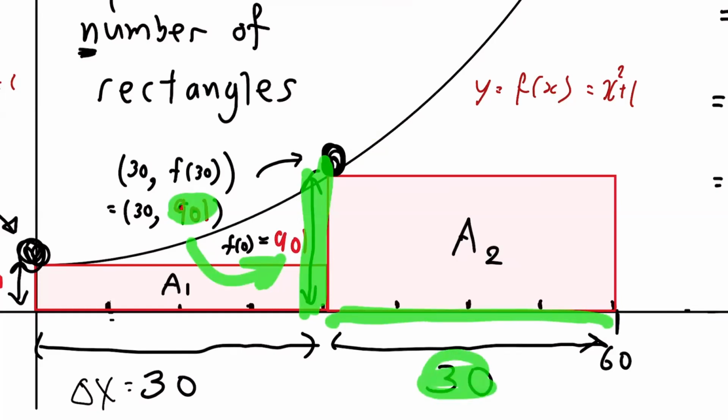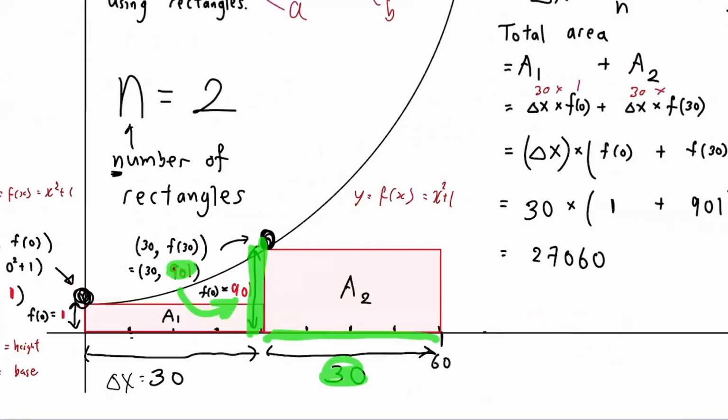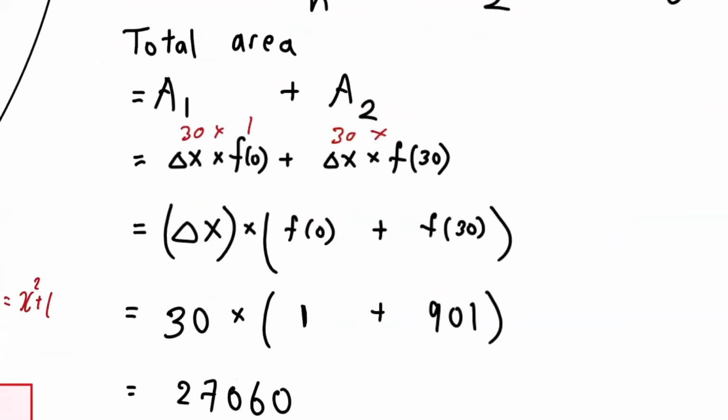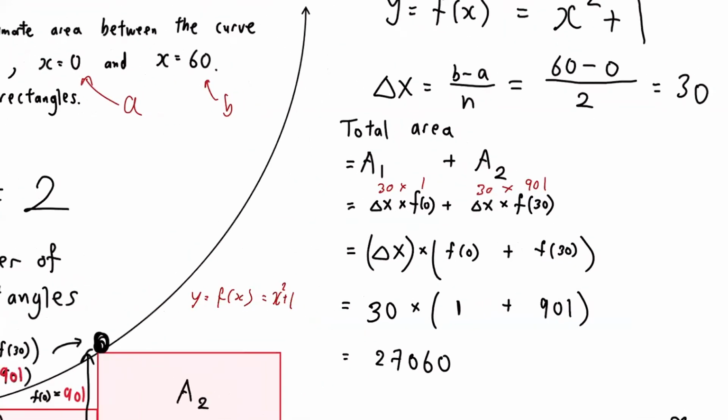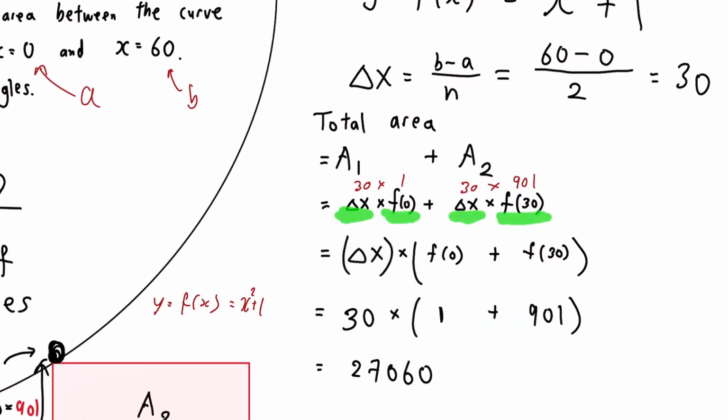Can I find the area of rectangle A2 now? What will it be? 901 times 30. Very good. So that's exactly what I have over here, 30 times 901. But I use fancy notation because I want you to see the general pattern. Delta x multiplied by f of 0, plus delta x times f of 30. It's just 30 times 1 plus 30 times 901. Area of rectangle plus area of rectangle.